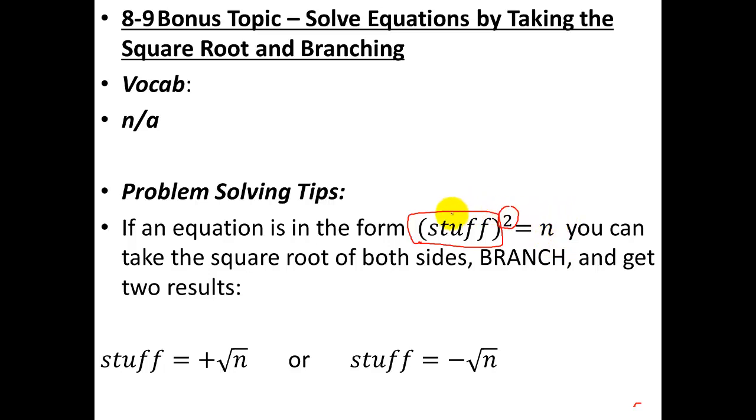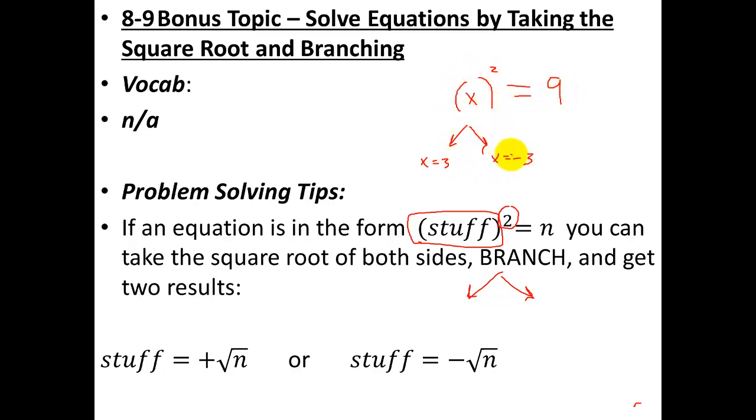So to work backwards on PEMDAS, you can undo squaring something by taking the square root of both sides, and you need to branch. The reason you need to branch is because when you square a number, it doesn't matter if it started off positive or negative, they'll both end up positive. So for example, if you have x squared equals 9, what number could you put in here that would work? Well, you could put x equals 3, of course, but you could also put x equals negative 3, because when you square it, it will still get 9.